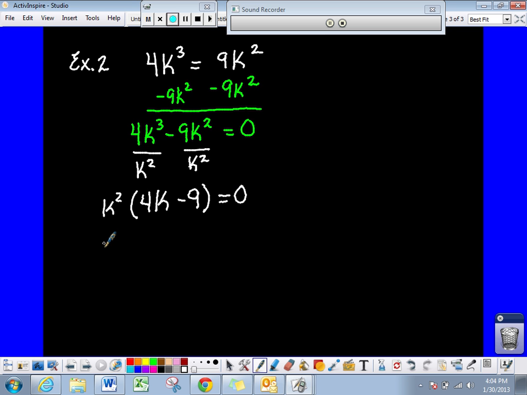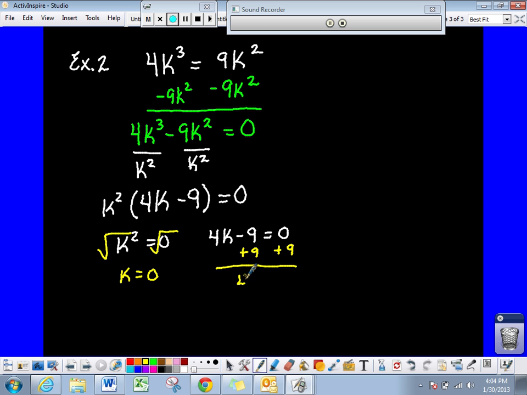So now we're going to set each one of these equal to 0. So k squared equals 0, and then 4k minus 9 equals 0. Okay, we take the square root of 0. We get what? 0. So k equals 0. We're going to add 9 to this side, add 9 to the other side. We get 4k equals 9, and then divide by 4. So k equals 9 over 4.